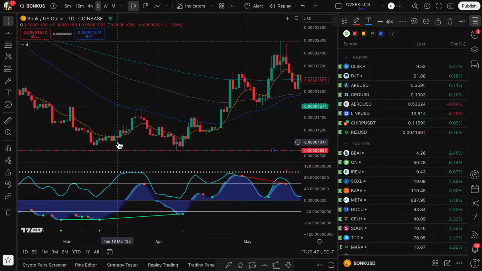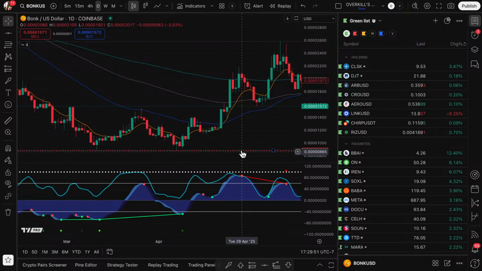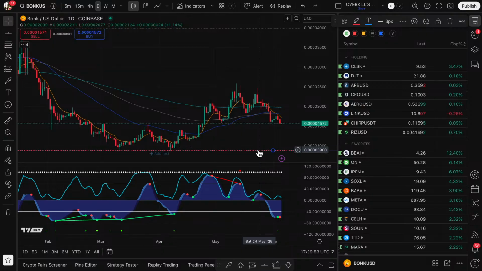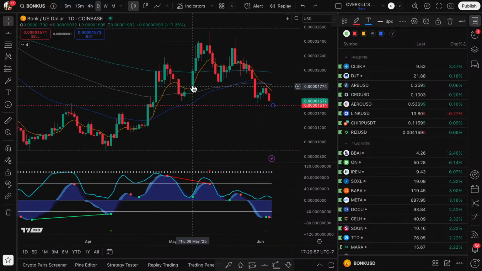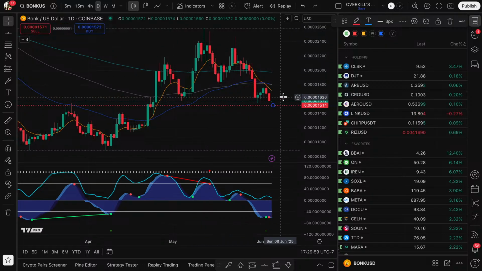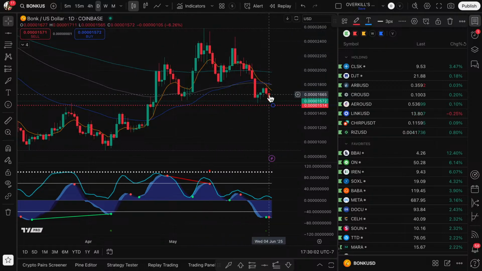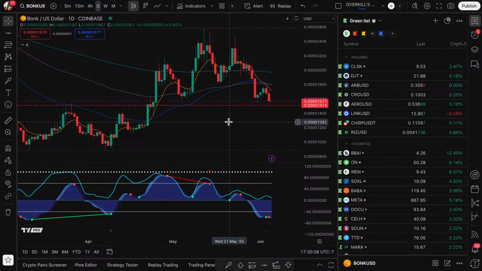What do we do? We bottom, we go up, we come back down, we bottom again, and we go up. We're doing the same thing, but now at a higher level, okay? We're doing it right here. We're bottoming, we're bouncing, we're coming back, we're retesting. 0.0005 is a big level for Bonk. Big level. You want that to hold. Okay, you could even set a stop loss there if you want.